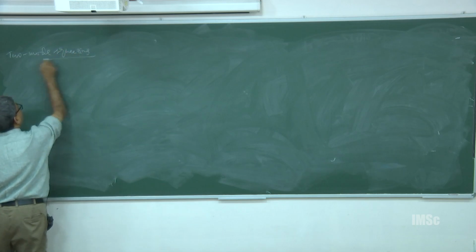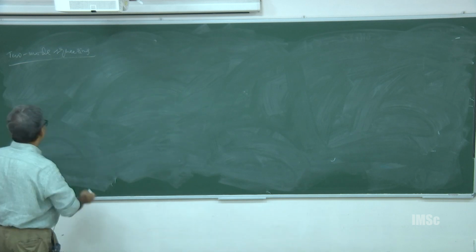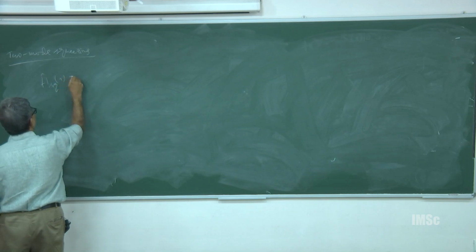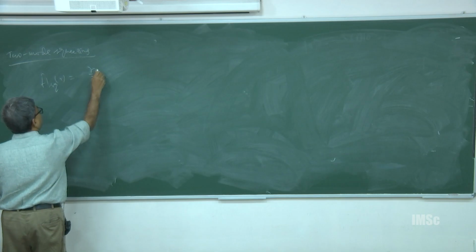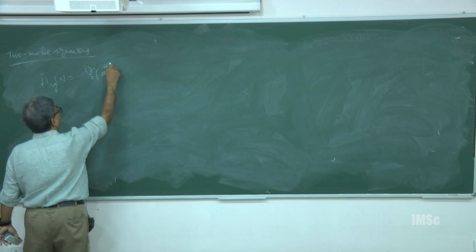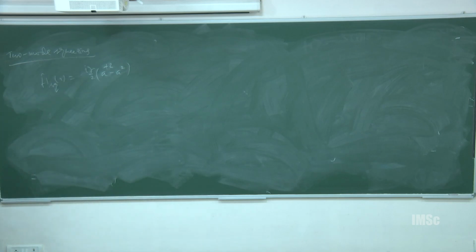In fact, one can have multi-mode squeezing also. So if you recall the Hamiltonian for this single mode squeezing, what was that exponential of? No, not exponential. What is that? r by 2, I mean, a dagger square minus a square. So this is quadratic. Okay.